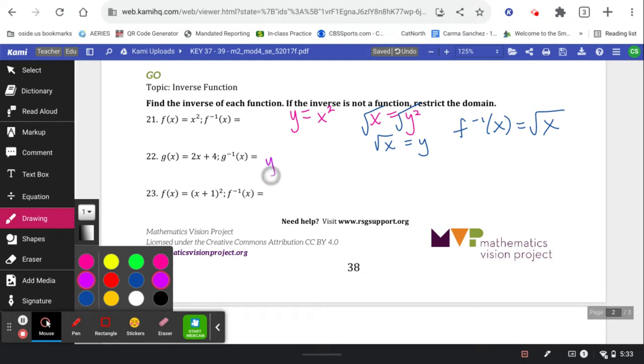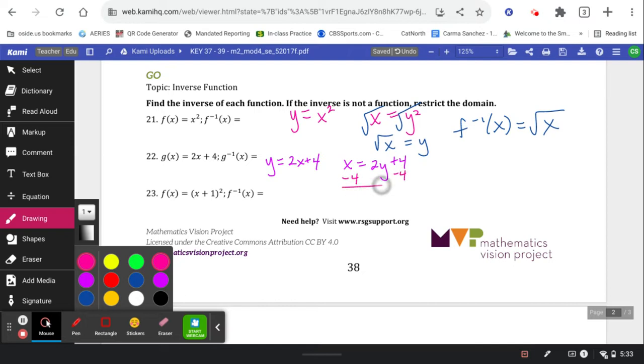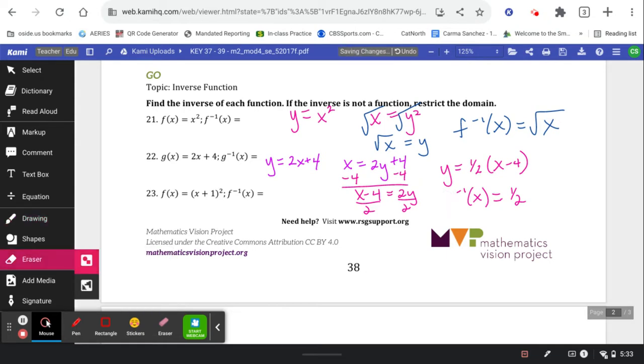Okay, the next one, y is equal to 2x plus 4. There's my original function. It's a linear function, so we're going to see a linear inverse if we've done it correct. Step 1, switch. X is equal to 2y plus 4. Solve. Y is equal to 1/2 quantity x minus 4, and then function notation, f of -1 of x. Oops, anybody notice what I did? G of -1 of x, because this was a g of x function.